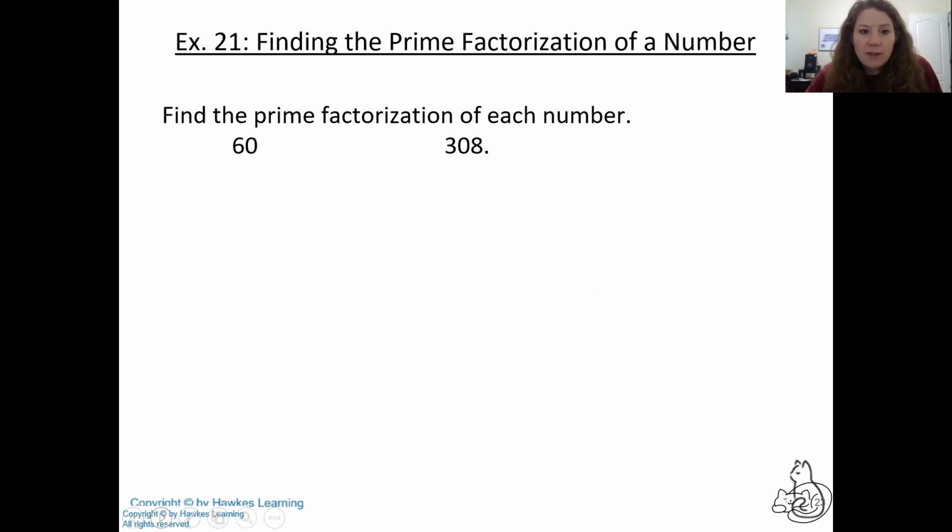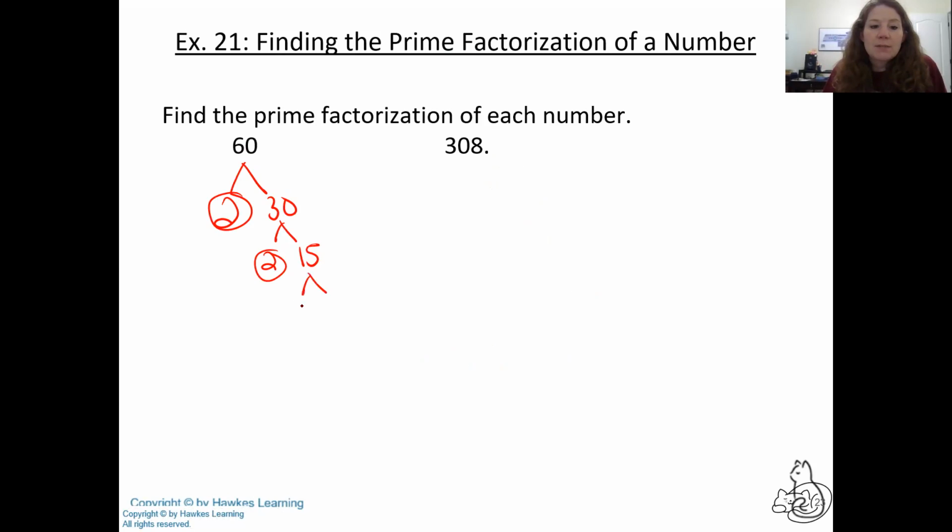So just a reminder on finding the prime factorization. You guys try these two. Pause the video, try these two, and come back and check your answer. All right, so 60 is going to be 2 and 30. 30 is going to be 2 and 15. And then 15 is going to be 3 and 5. So we're going to do 2 times 2 times 3 times 5.